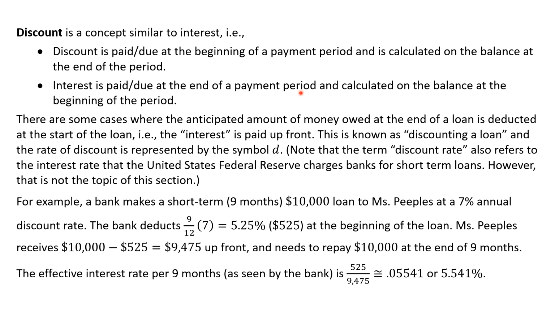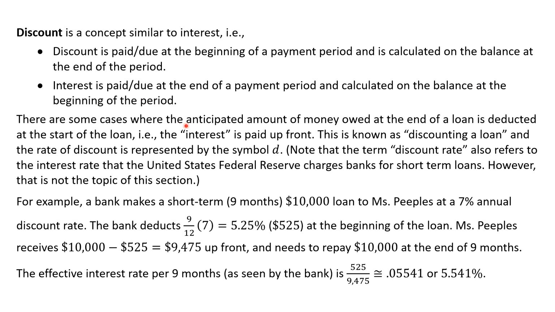It should line up with what I said on the previous slide, but just different words. Discount is a concept similar to interest. Discount is paid or due at the beginning of a payment period and is calculated on the balance at the end of the period. So the example I gave on your last page, there was just one period, so it's sort of like simple discount. Interest is paid or due at the end of a payment period and calculated on the balance at the beginning of the period.